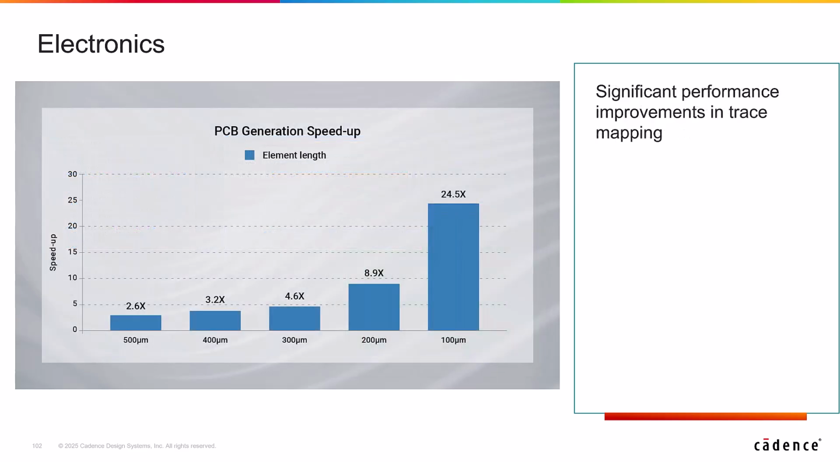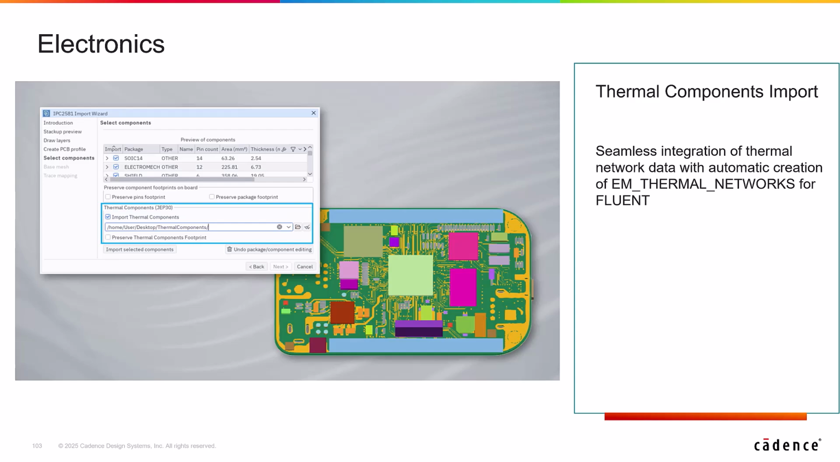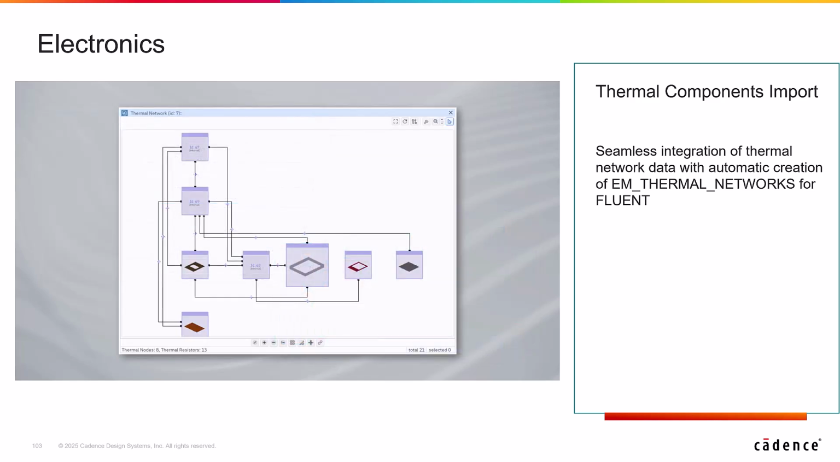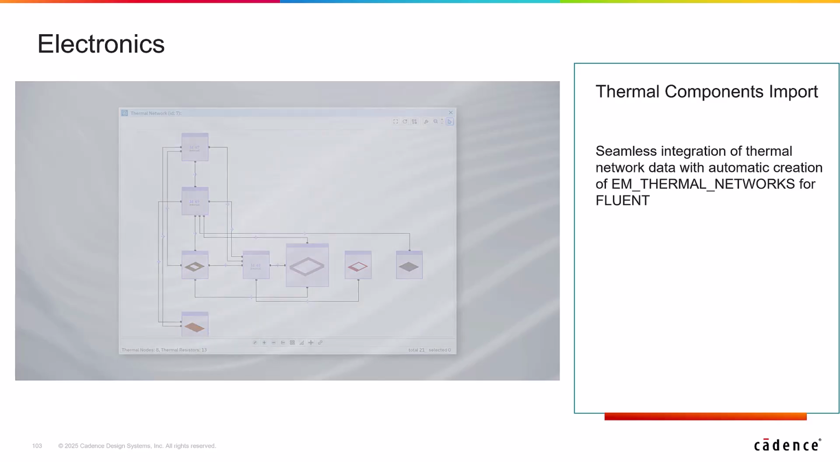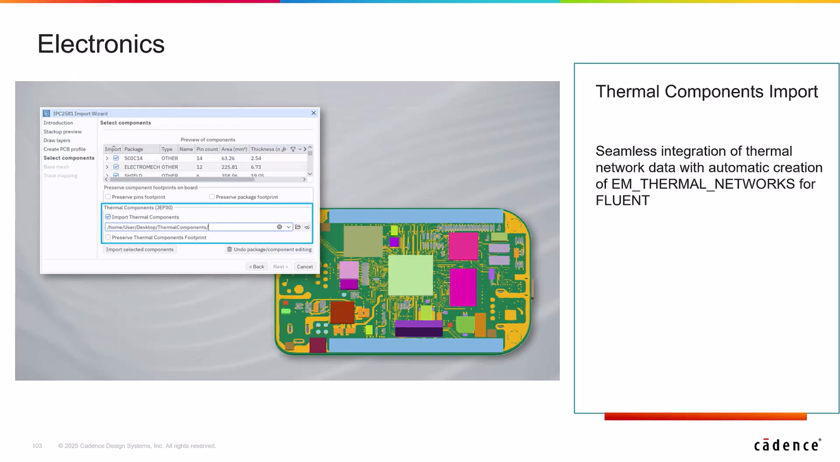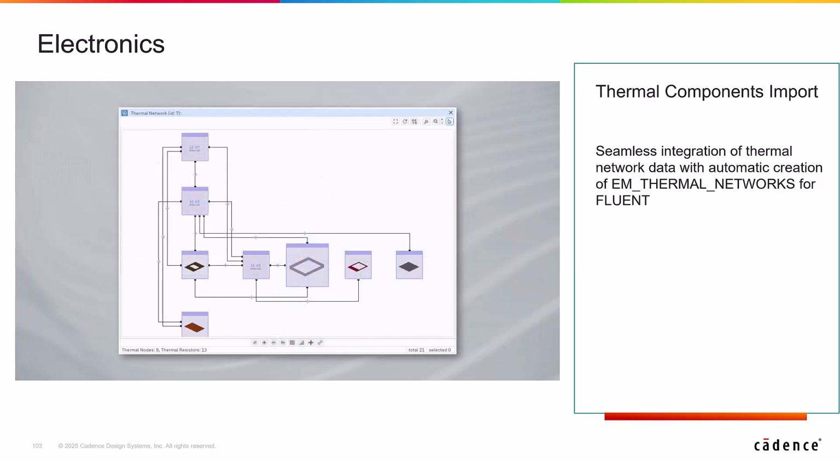The performance of the ECAD importer has been significantly enhanced during trace mapping. This has been achieved by storing the element's metal fraction using the DB storage functionality instead of the metal fraction user attribute in the element's card. Thermal components of JEP30 format can now be imported, with simultaneous creation of thermal network data for Fluent. The possibility to preserve the thermal components' footprints on the board is also provided.